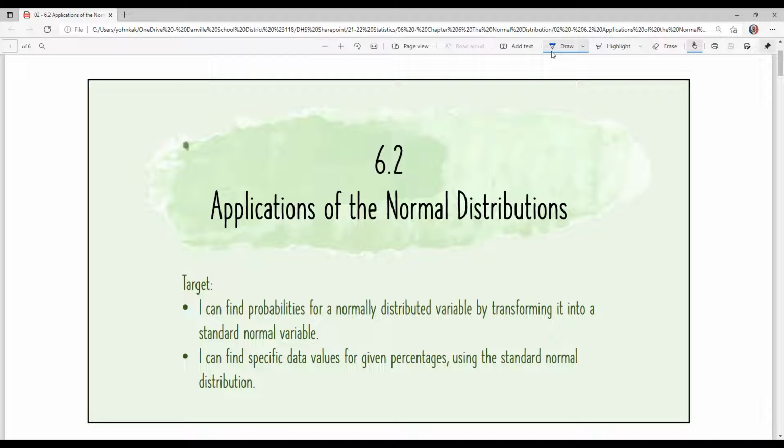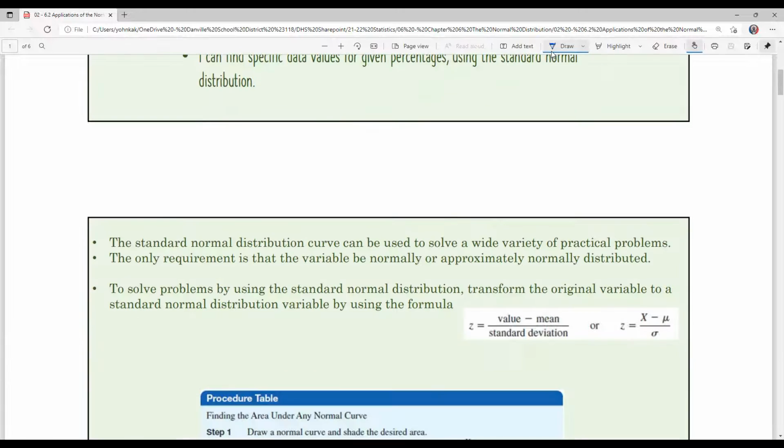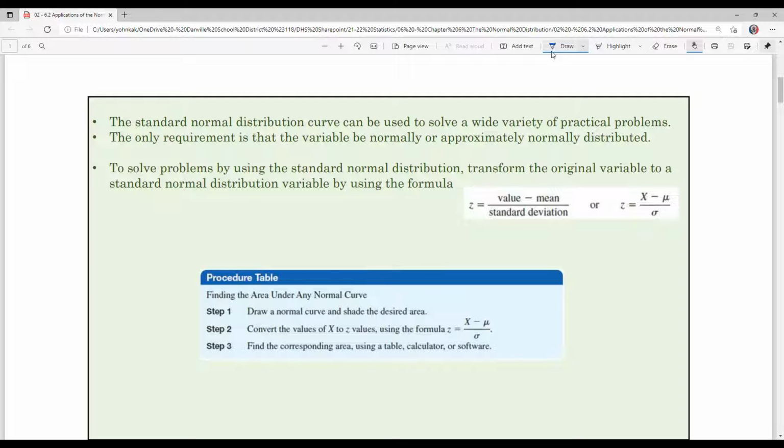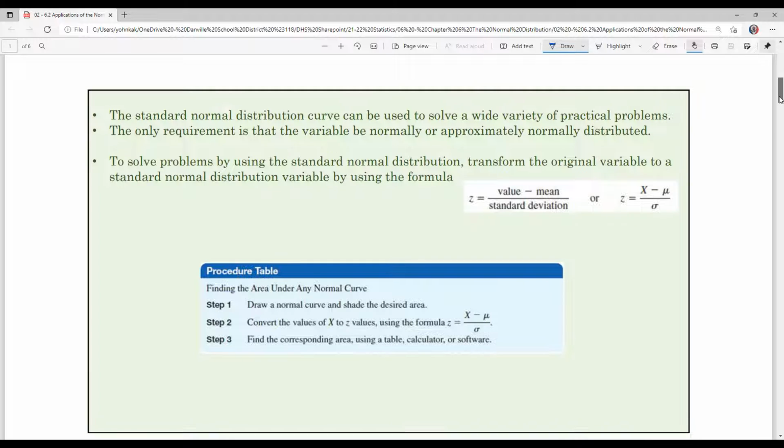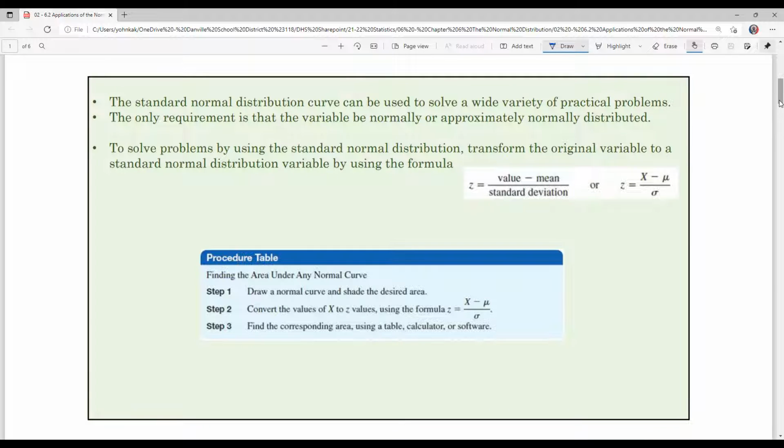Today we're going to learn how to find probabilities for a normally distributed variable by transforming it into a standard normal, and how to find specific data values for given percentages using the standard normal distribution. Remember that the standard normal distribution curve can be used to solve a wide variety of practical problems. The only requirement is that the variable be normally or approximately normally distributed.